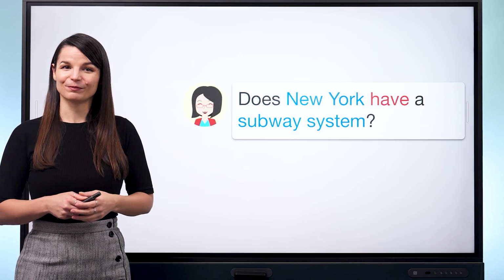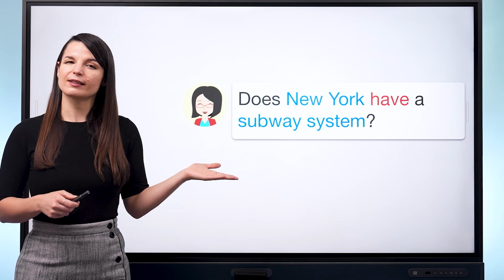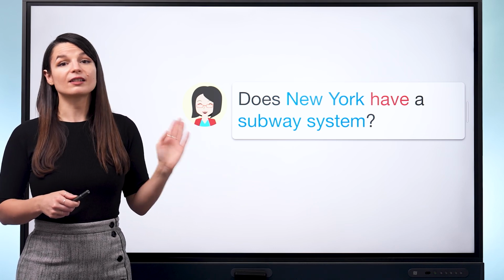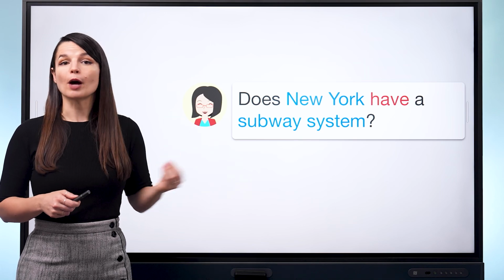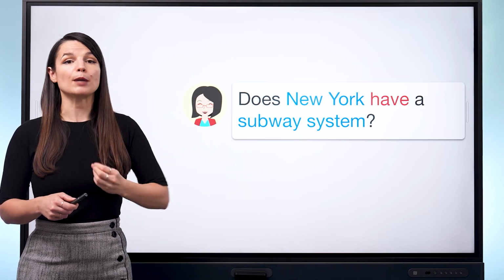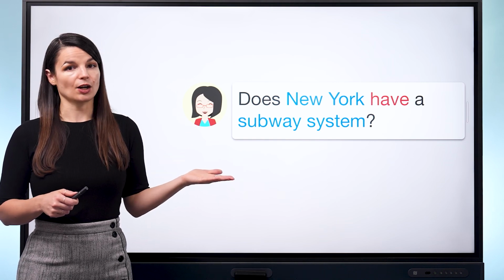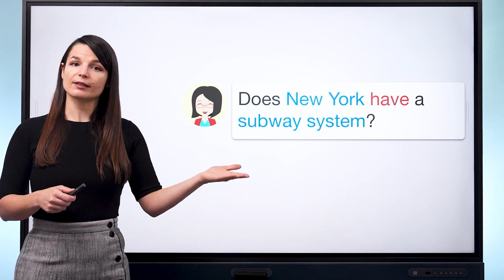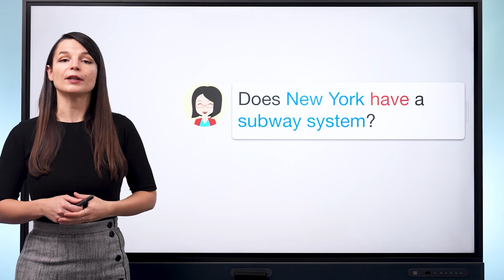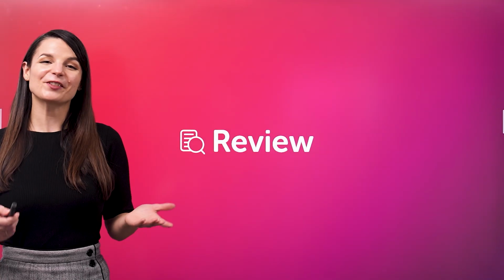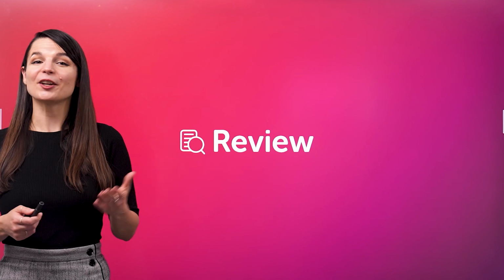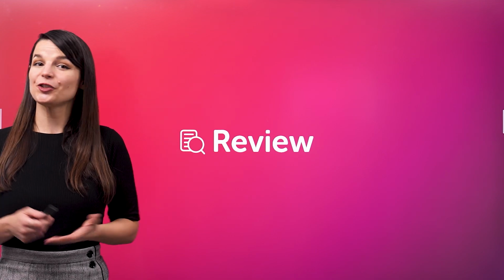One last example. Does New York have a subway system? New York is not only a noun, but it's a proper noun, a specific named place. Just like common nouns, we use does here. Then, a subway system takes the place of the second noun in the pattern. Let's review. Using the sentence pattern we learned, do you know how the words should be ordered?